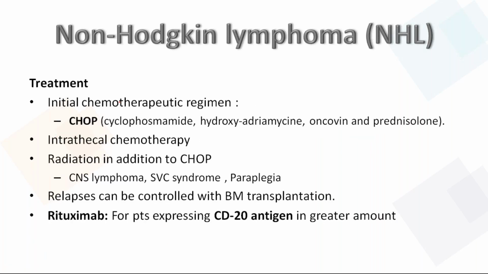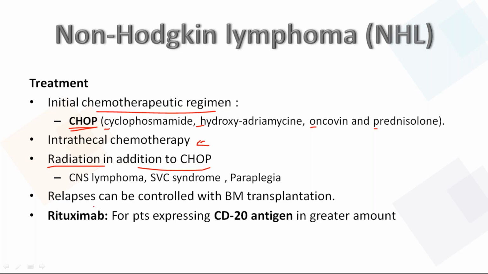Coming to the treatment, chemotherapy is the most basic line, and the commonest is CHOP. What is CHOP? Again, a mnemonic: cyclophosphamide, hydroxyadriamycin, Oncovin, which is nothing but vincristine, and P for prednisolone. So CHOP is the commonest one. Sometimes we have to use them intrathecally also. Not all medicines, but certain medicines can be given intrathecally. Now, if CNS lymphoma or superior vena cava syndrome or paraplegia or such things are there, you have to go for radiation also, in addition to CHOP.